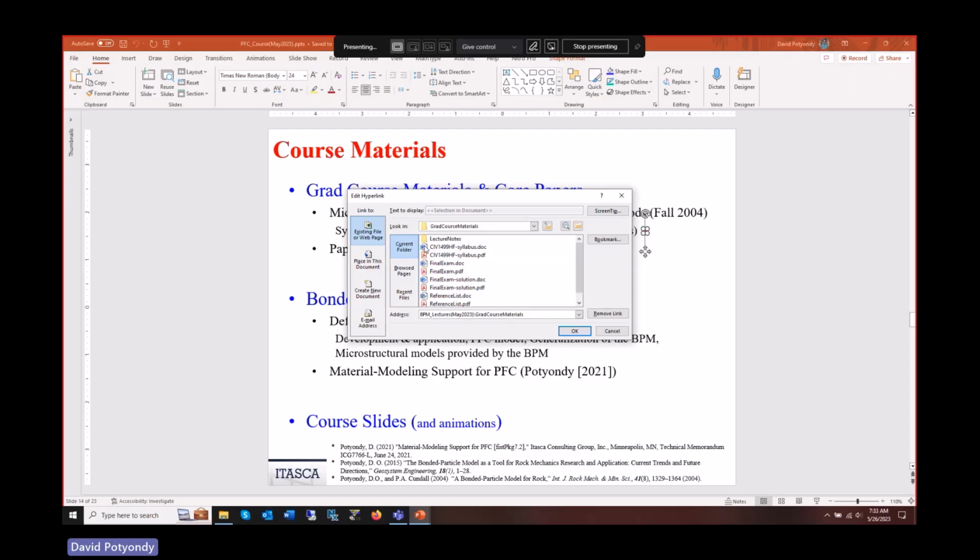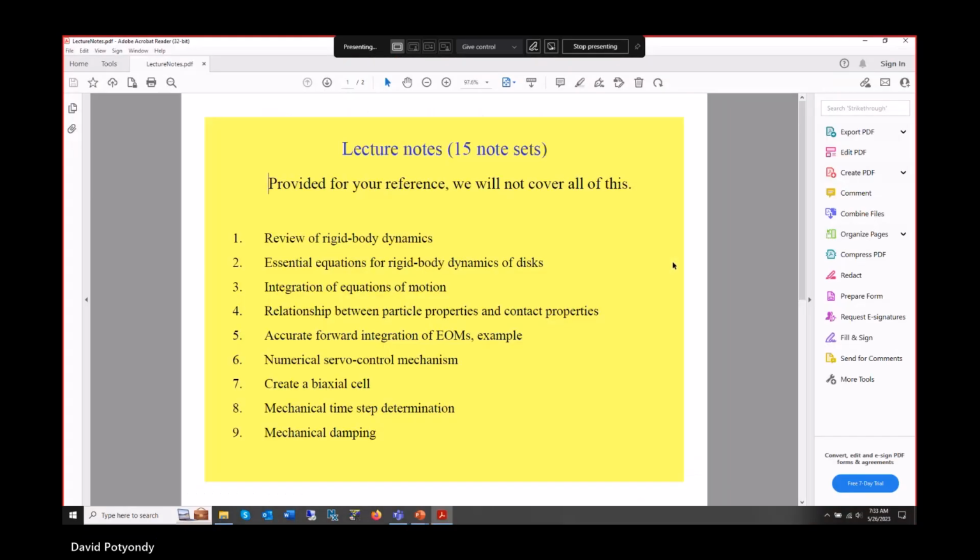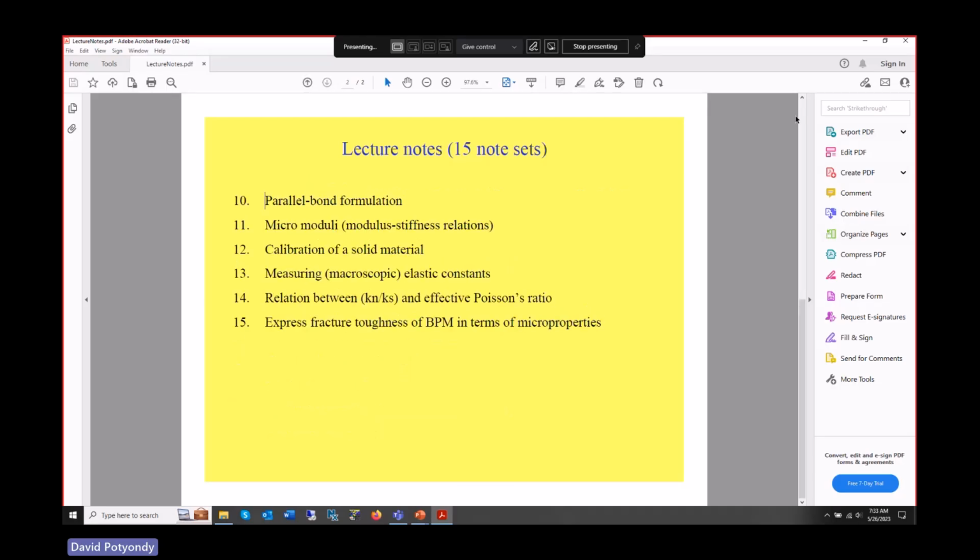Grad course materials. Lecture notes. Lecture notes.pdf. There we go. So click. And here's this set of different lectures that were given. Talk about rigid body dynamics. Talk about integration of equations of motion, et cetera. There's all kinds of stuff in there.